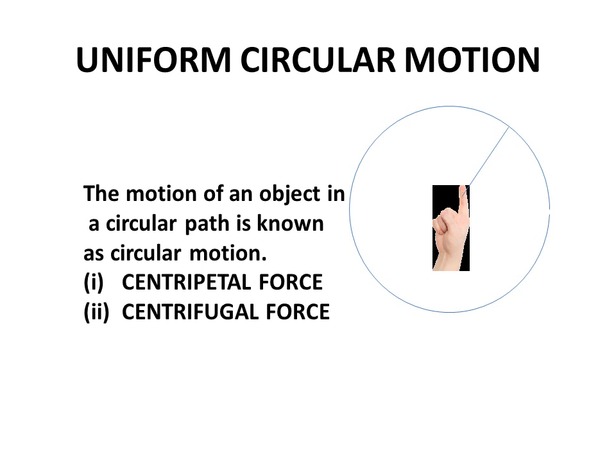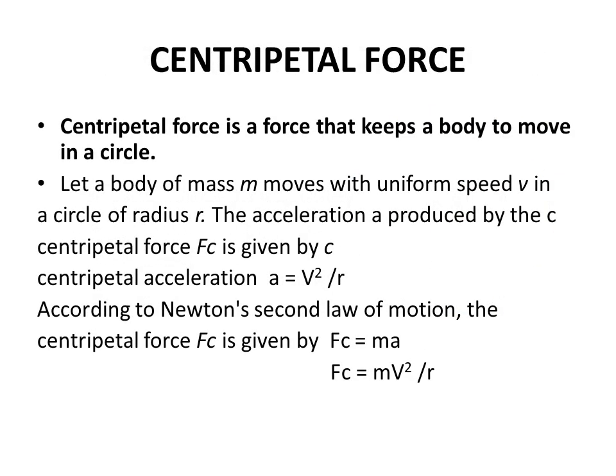So there are two forces in circular motion: centripetal force and centrifugal force. Centripetal force. Consider a body tied at the end of a string moving with a uniform speed in a circular path. A body has a tendency to move in a straight line due to its inertia. Then why does the body move in a circle?